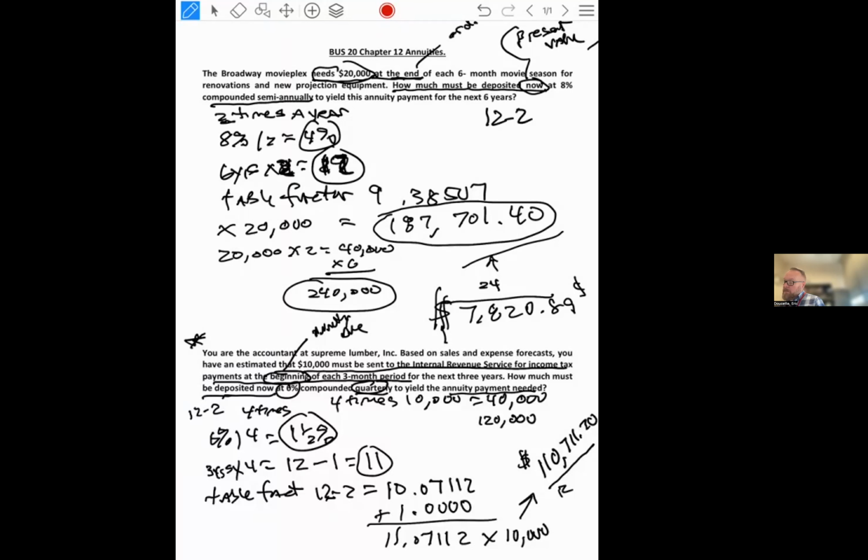$9,225.93. So that means every 3 months I need to deposit $9,225.93, and with compound interest over the next 3 years, I will have $120,000 to pay the IRS. So that's present value. Again, if it says how much now, I'm going to use the present value process. If it says how much then, or in the future, then I'm going to be using the future value.